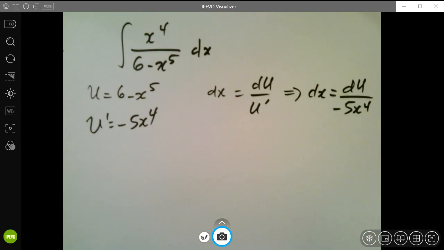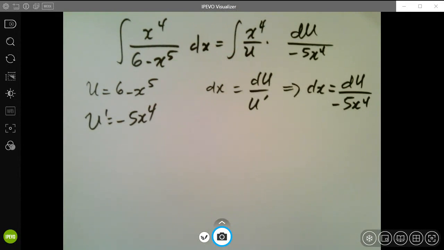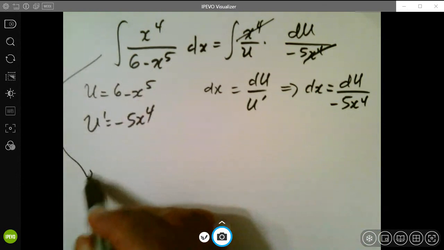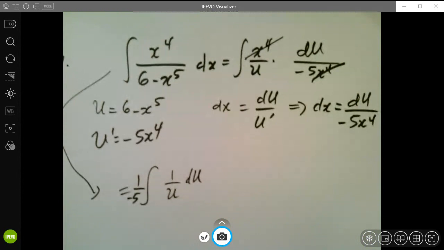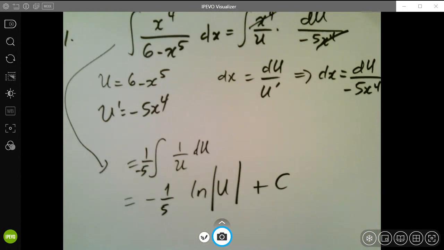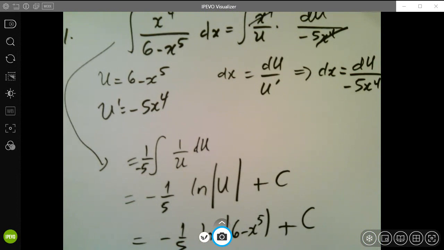okay. So now this one will be x to the 4 over u times du over, and you can see that x to the 4 says goodbye because they cancel out. So now this one becomes, and this constant I can take out. And the integral of 1 over u is just ln of u. Actually, absolute value, because here we are not sure if it's positive. Then it will be minus 1 over 5 ln. Okay. And I think you have it in your Webwork solutions.